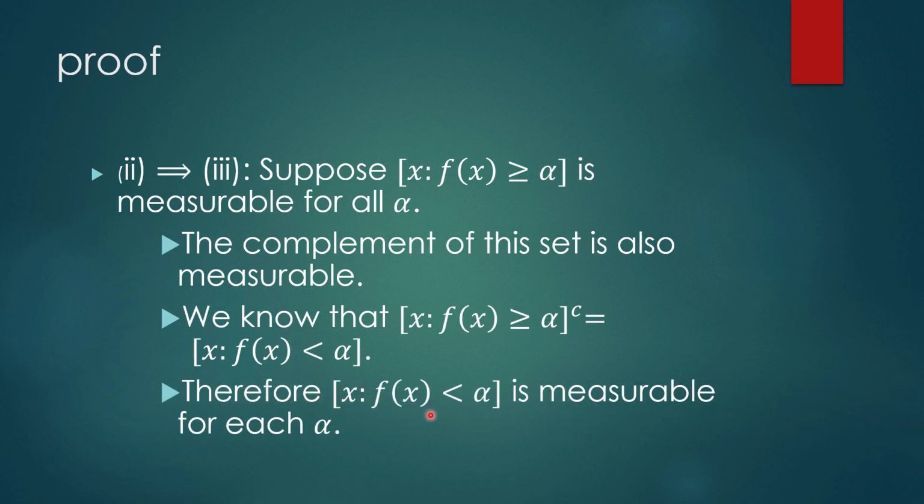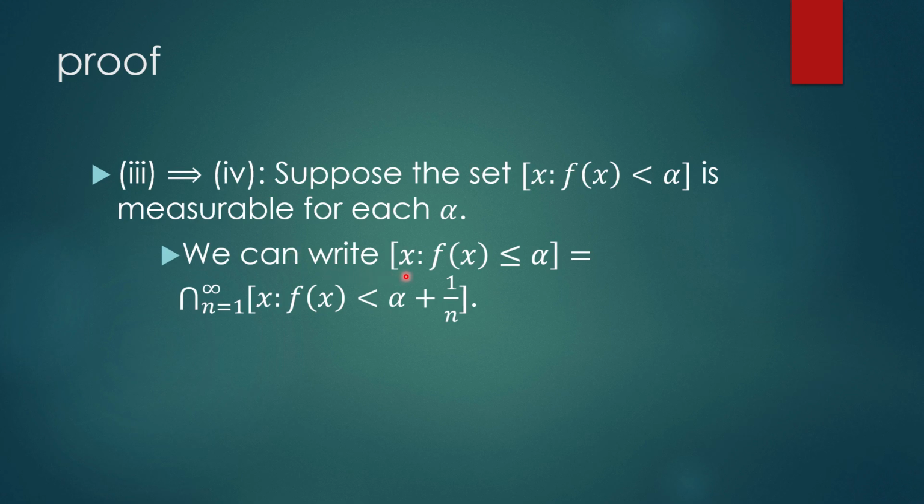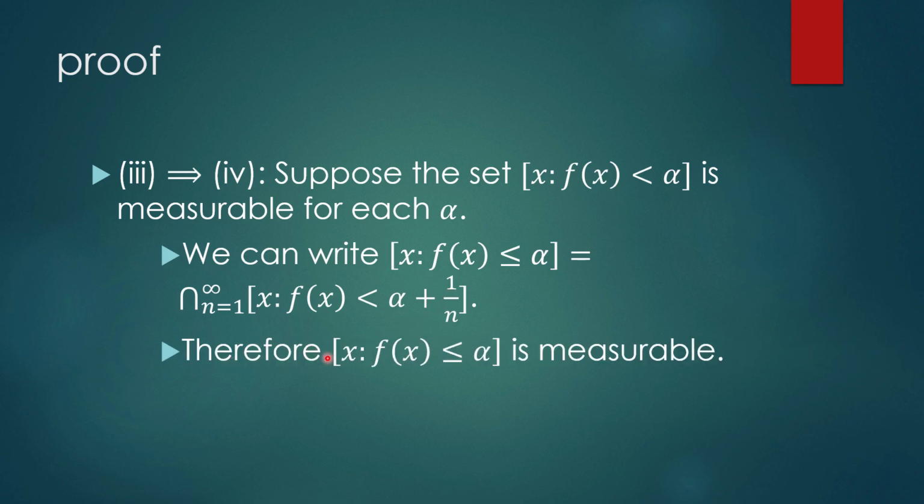Okay. Number 3 implies 4. Suppose that the set x such that f of x is strictly less than alpha is measurable for every alpha. All right. We can write x such that f of x is less than or equal to alpha in this countable intersection form, the intersection over n going from 1 to infinity of x such that f of x is less than alpha plus 1 upon n. So therefore this set is also measurable.